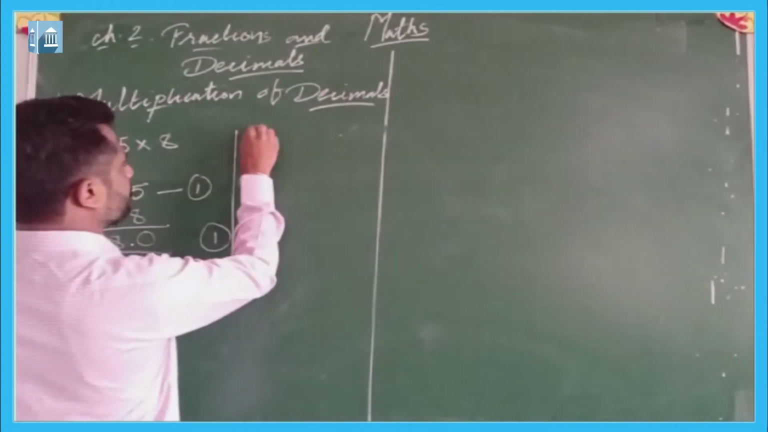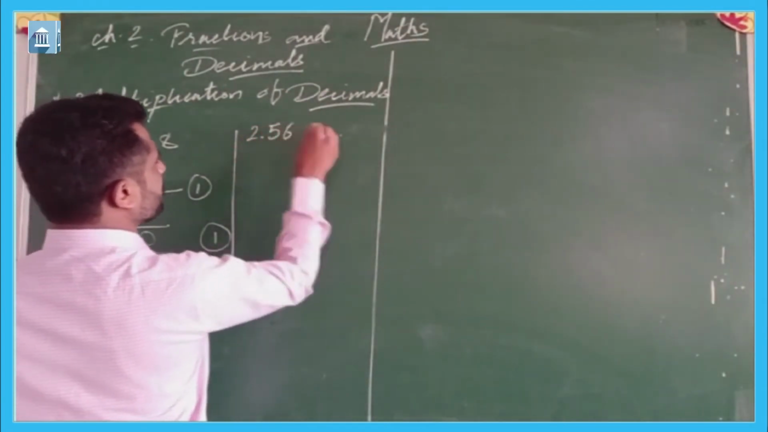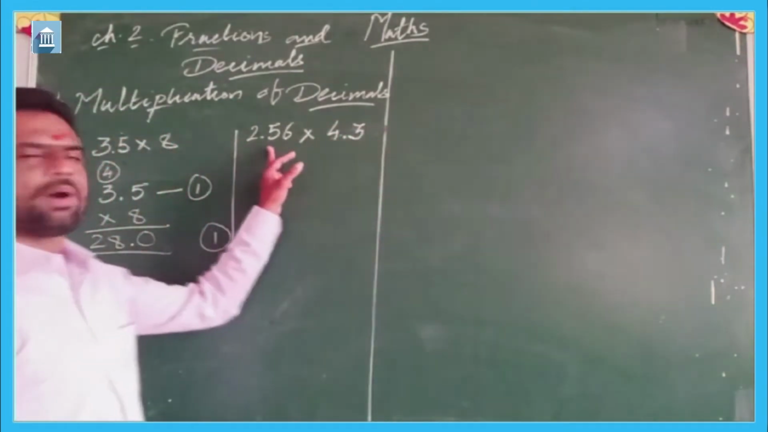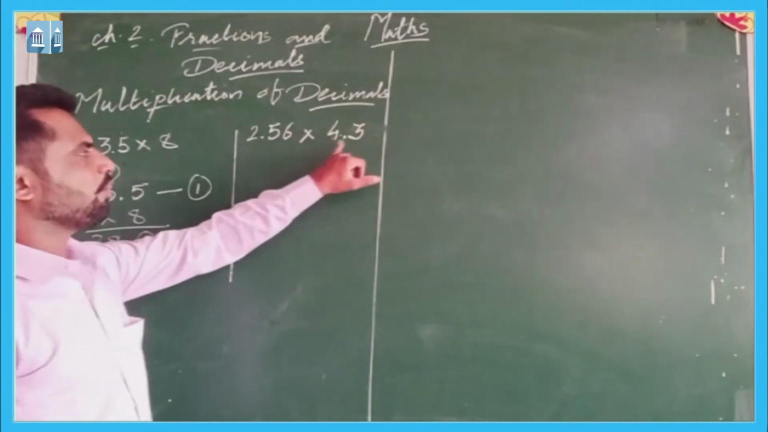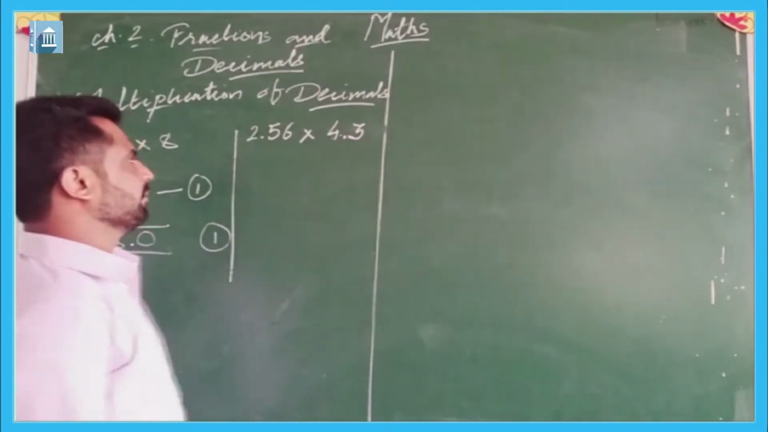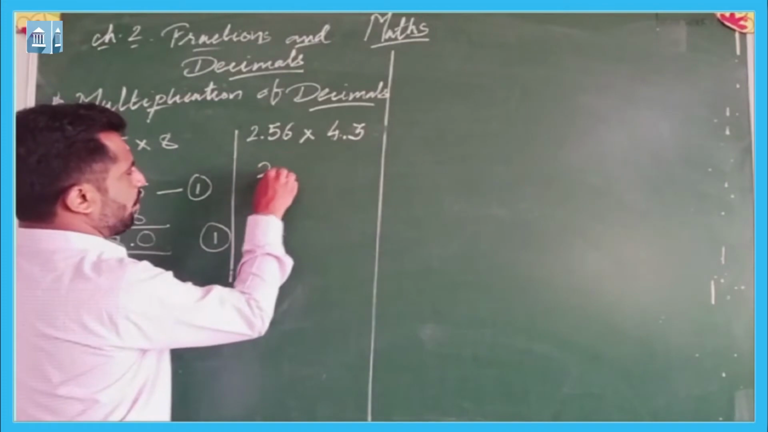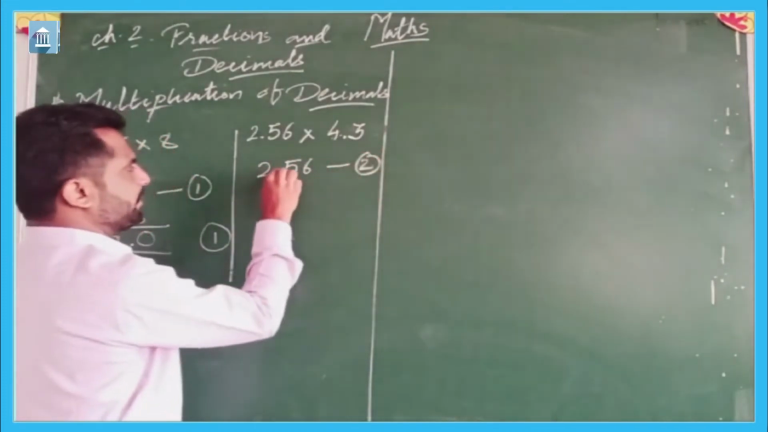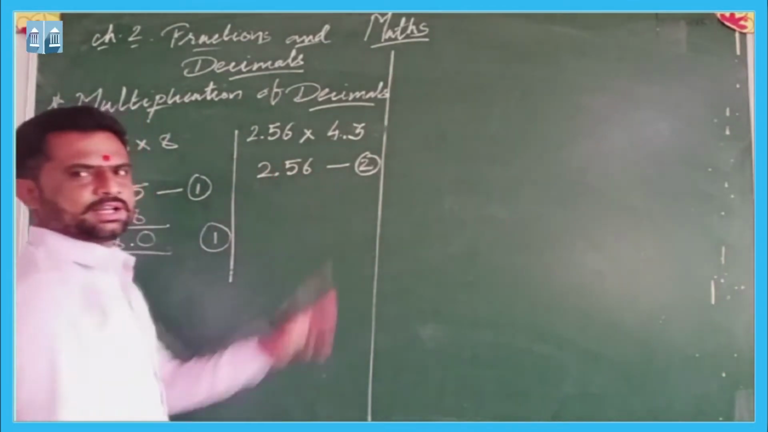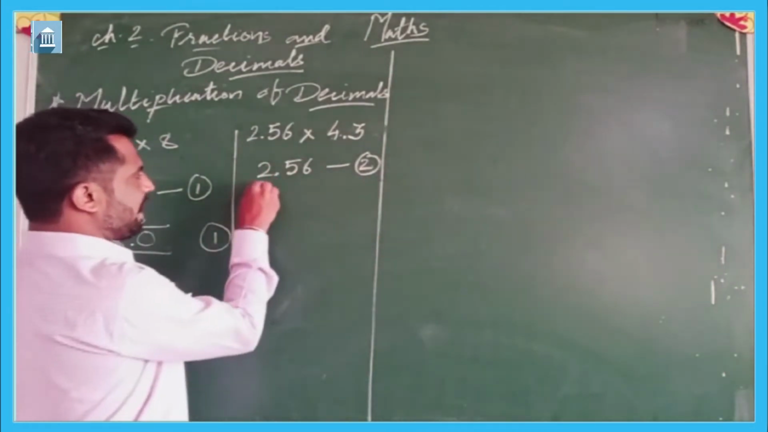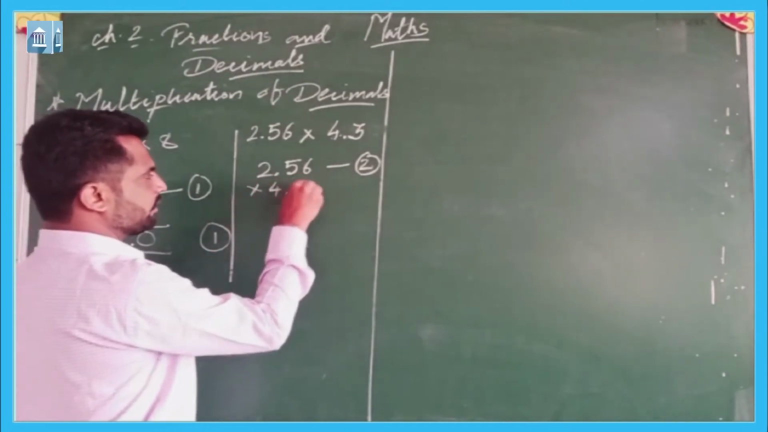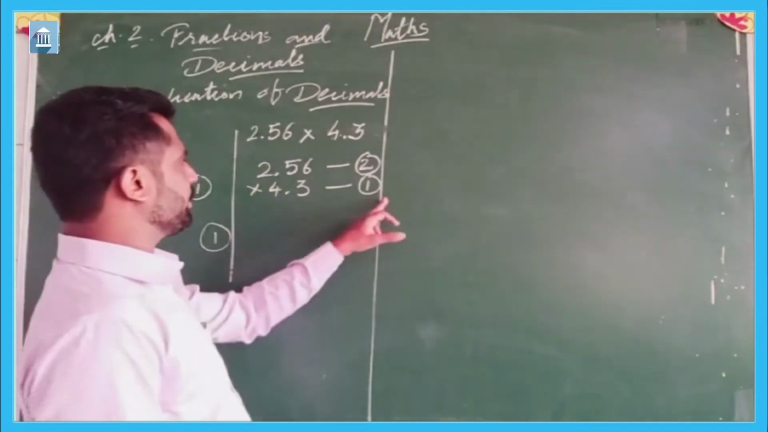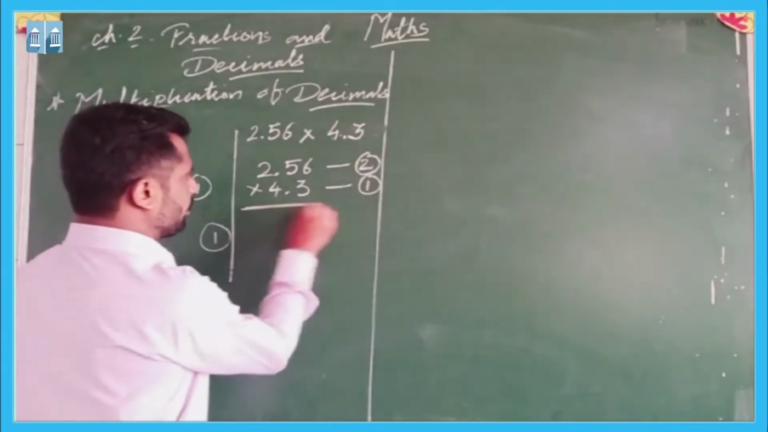Now let us understand some other example where decimal point is there in both the number. For example, 2.56 multiplied by 4.3. Now here 2.56 is decimal number, 4.3 is also decimal number. Now let us multiply it. 2.56. Here after decimal point there is 2 digits, so we are writing 2 here, multiplied by 4.3. After decimal point there is 1 digit, so we are writing 1 here. Now we are multiplying it.